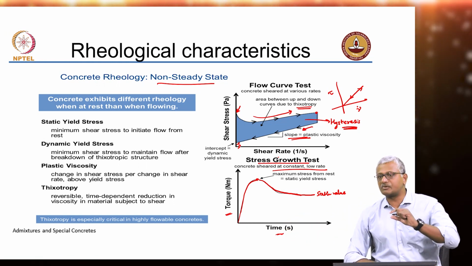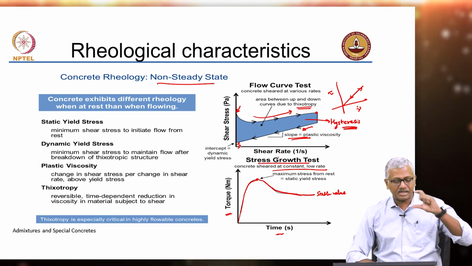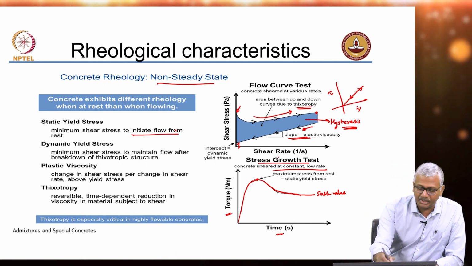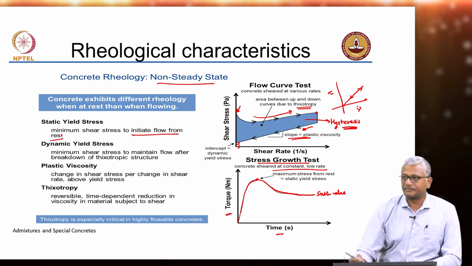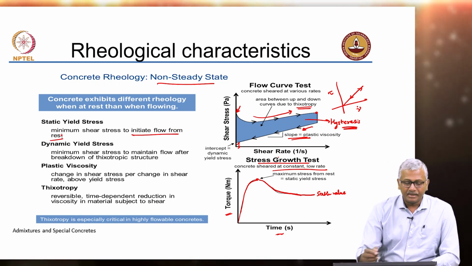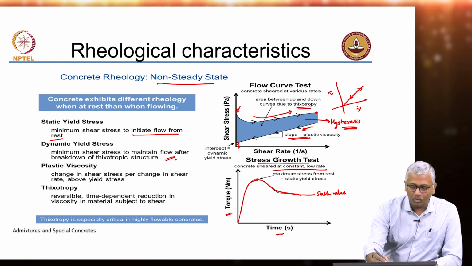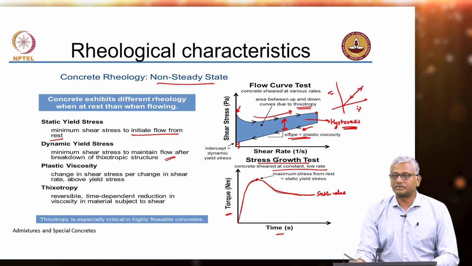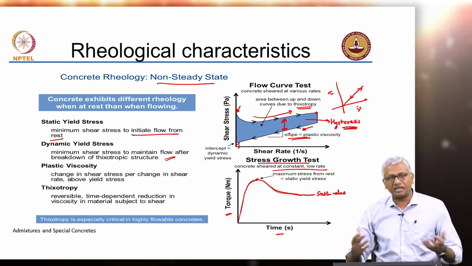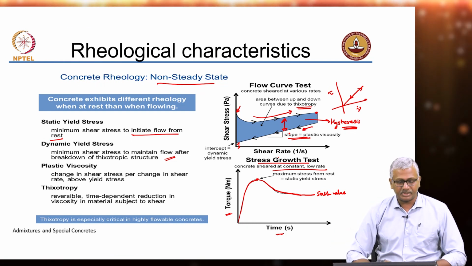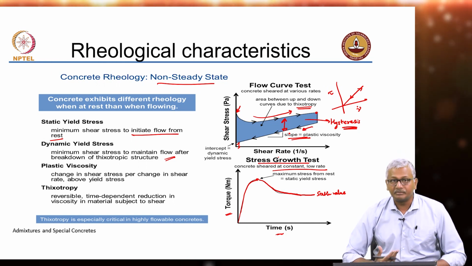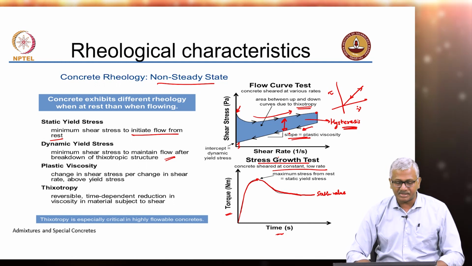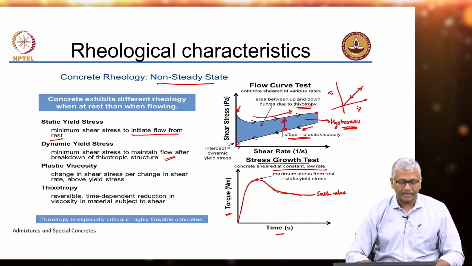So, dynamic yield stress will generally be lower than the static yield stress, because static yield stress is the minimum shear stress to initiate flow from rest, from the position of rest. Dynamic is minimum shear stress to maintain flow after the breakdown of the thixotropic structure. You have applied enough shear to break it down, and that is the shear stress that is required to maintain flow. You need to have shear stress applied beyond this level to have the flow happening.